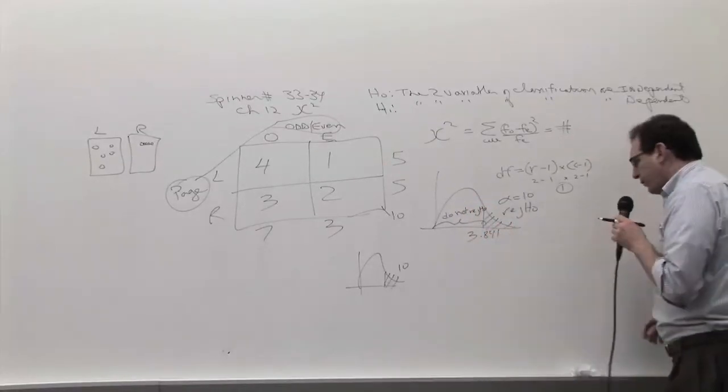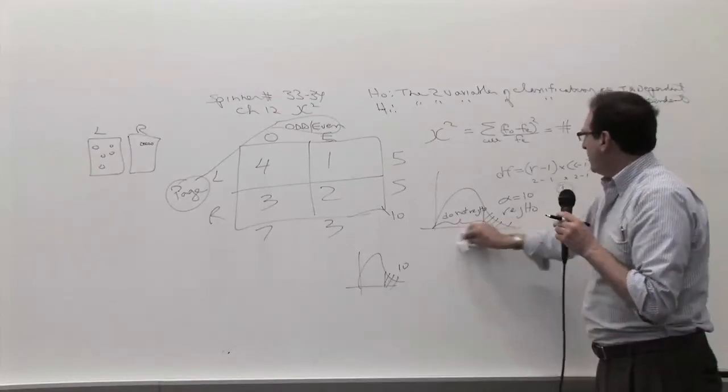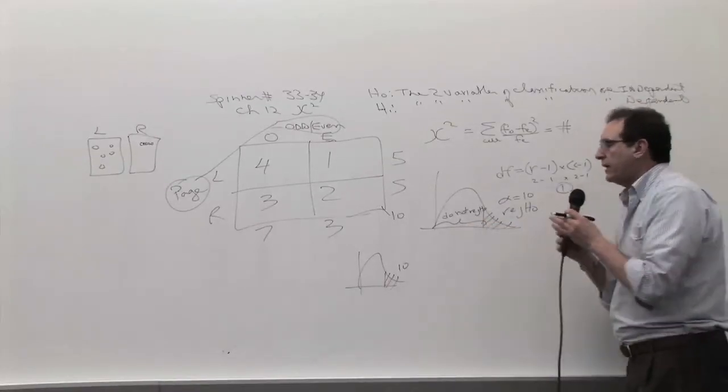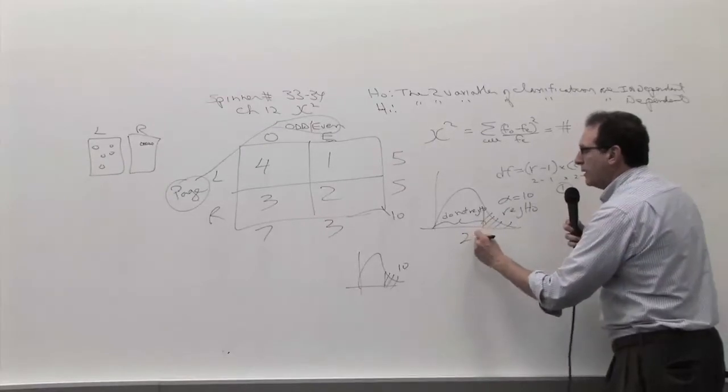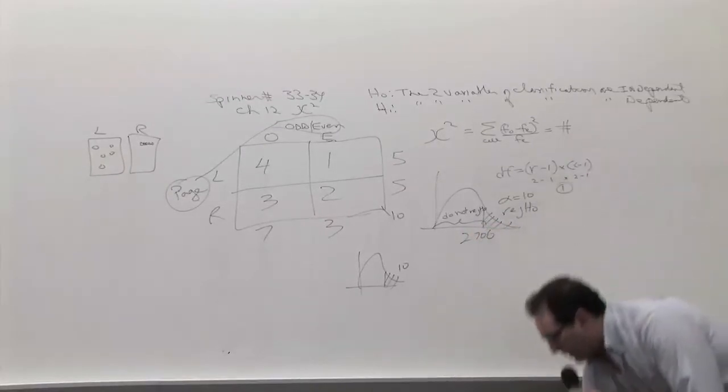I'm sorry, not 3.841. Because now it's going to be bigger, we're moving it over to the left. 2 point what? 2.706. I'm glad that seems to be the consensus.